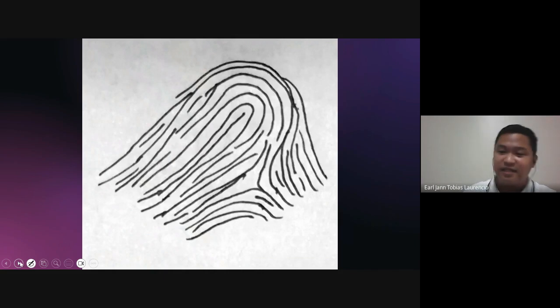Now, another example. Okay? Assuming, class, that this is the core of the pattern, because it is the centermost, that is the innermost ridge. So we will be selecting it as the core of the pattern. Let us give a label so that we will not be confused. So that is now the core of the pattern.